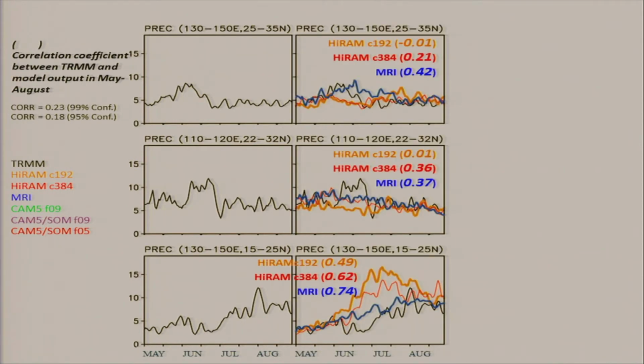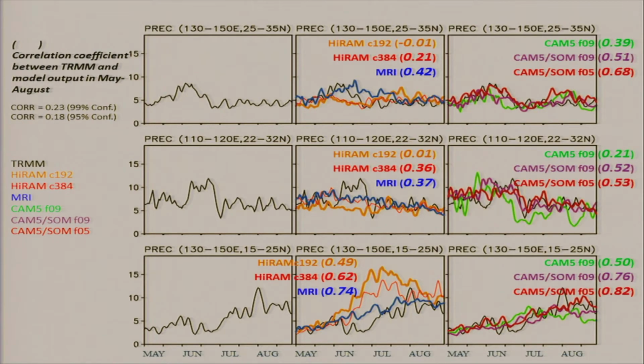Okay, generally, higher horizontal resolution can give better simulated precipitation, with a higher correlation coefficient. We compare HiRAM and the coupled model with the ocean coupling. The model can also have a better performance for the monsoon precipitation.